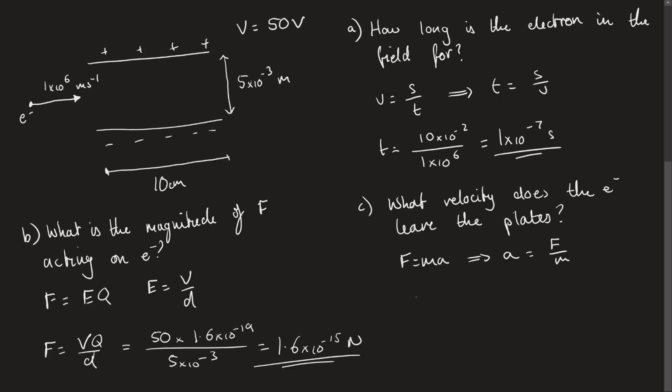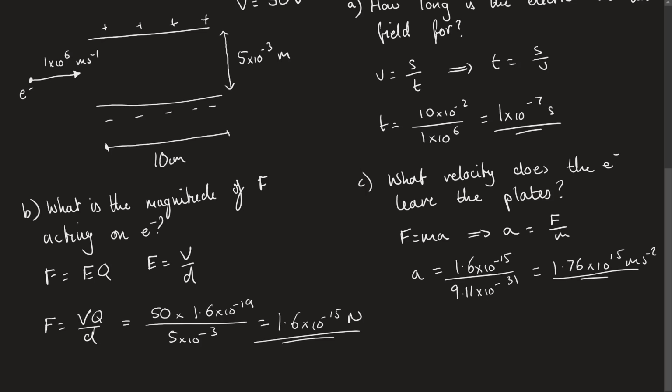Okay, so now I need to calculate the acceleration. So acceleration is going to be the force, 1.6 times 10 to the minus 15, divided by the mass that the electron has, which we should know is 9.11 times 10 to the minus 31 kilograms. And this gives you an acceleration of 1.76 times 10 to the 15 meters per second squared. So this is pretty high acceleration, actually, because the mass of the electron is so small.